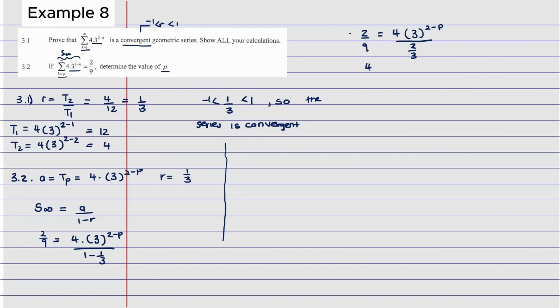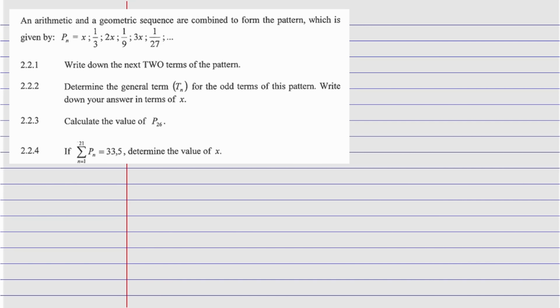So now we're going to do question 2, which is a combination of 2 sequences. It says an arithmetic and geometric sequence are combined to form a pattern, which is given as Pn is equal to, then they give us the sequence. Here they say write down the next 2 terms.